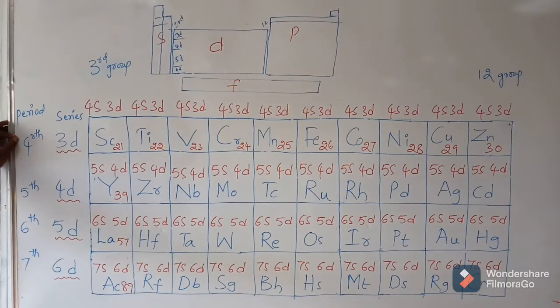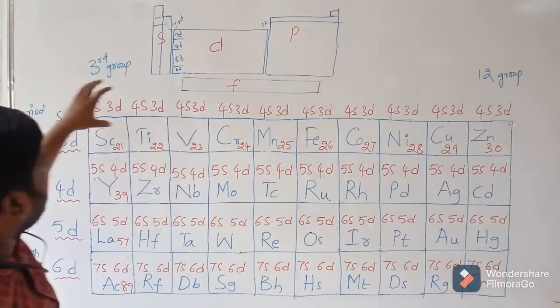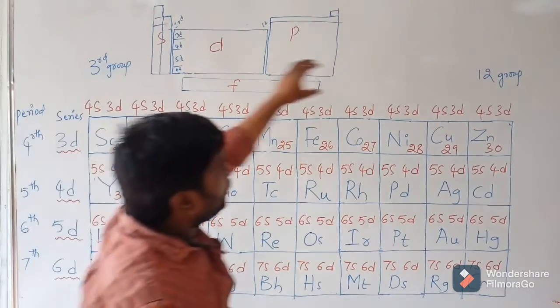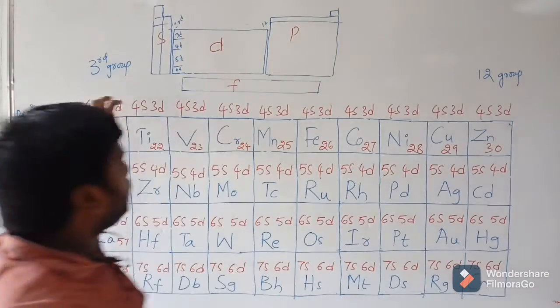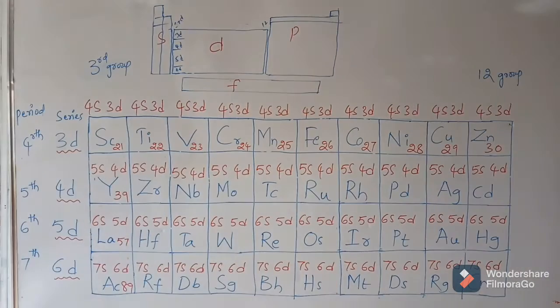The principal quantum number of the orbital starts from the 3rd, so we call this the 3D series, and next the 4D series, 5D series, 6D series. There are 10 elements from the 3rd group to the 12th group, so the total number of elements in every series is 10: 3D series, 4D, 5D, 6D.